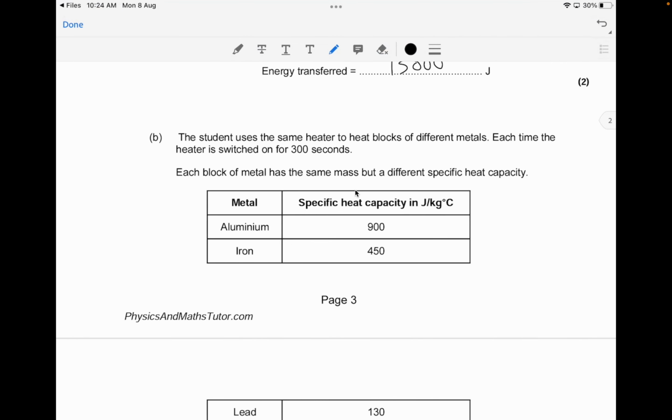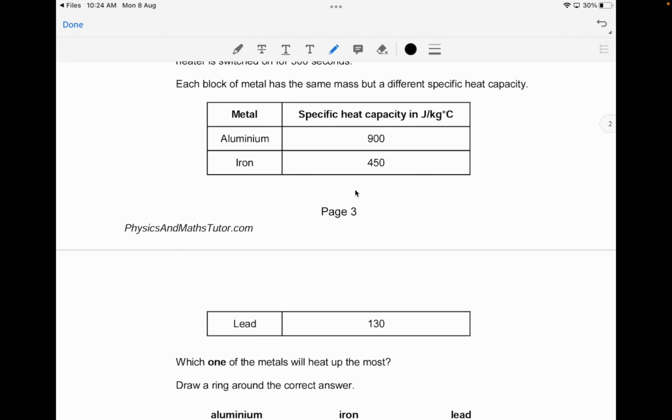The next question states that the student uses the same heater to heat blocks of different metals. Each time the heater is switched on for about 300 seconds, and each block of metal has the same mass but a different specific heat capacity. As you guys can see there, there's aluminum, iron, lead. Now I feel these questions are very similar to the previous video, so do check that out as well. It talks about, I think, some question walk-through into energy transfers.